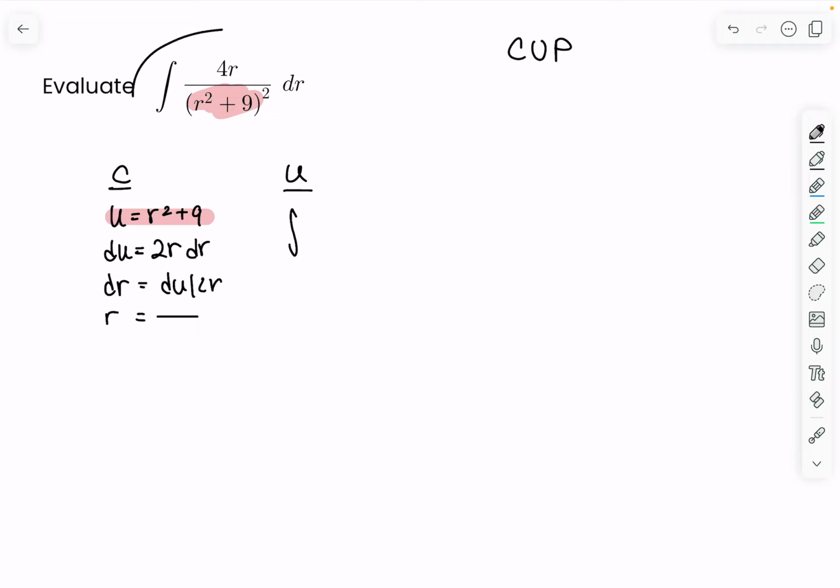So literally make this, but in u. Okay. So the integral of 4r, and I know I said everything in terms of u, but bear with me. This we said was going to be u. So that's u squared. Okay, and then dr, we literally have dr in terms of u. dr is du over 2r.